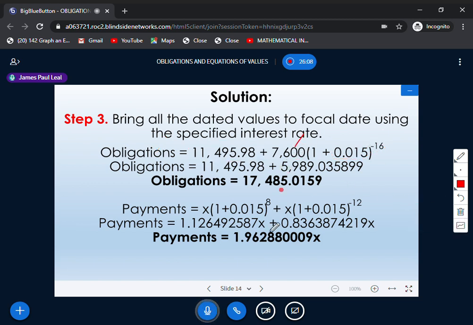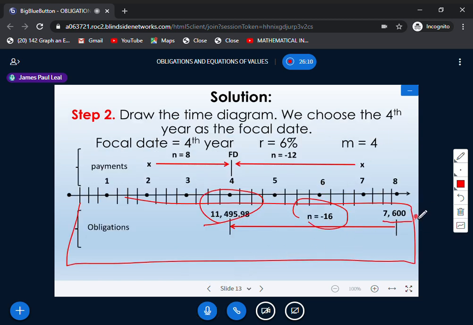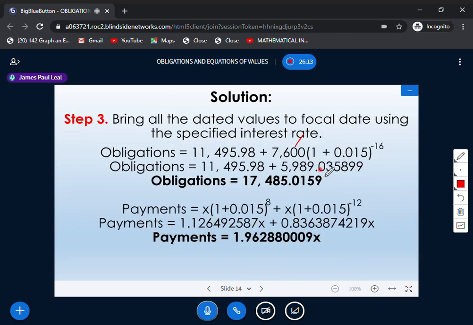So we have here the principal amount, which is 7,600, and 1 plus the i, raised to -16. So if you're going to simplify that one, in your calculator, you will come up with this amount, which is 5989.035899, okay? And i-add po natin siya sa first amount na meron tayo, F sub 1. So if you're going to add that one, the obligations will be equal to what? 17,485.0159. Okay, so this will be your obligations.